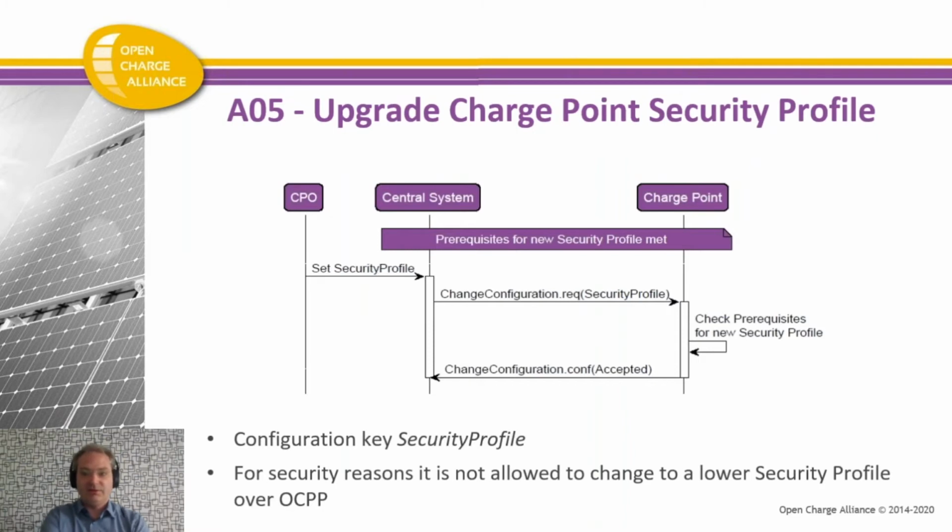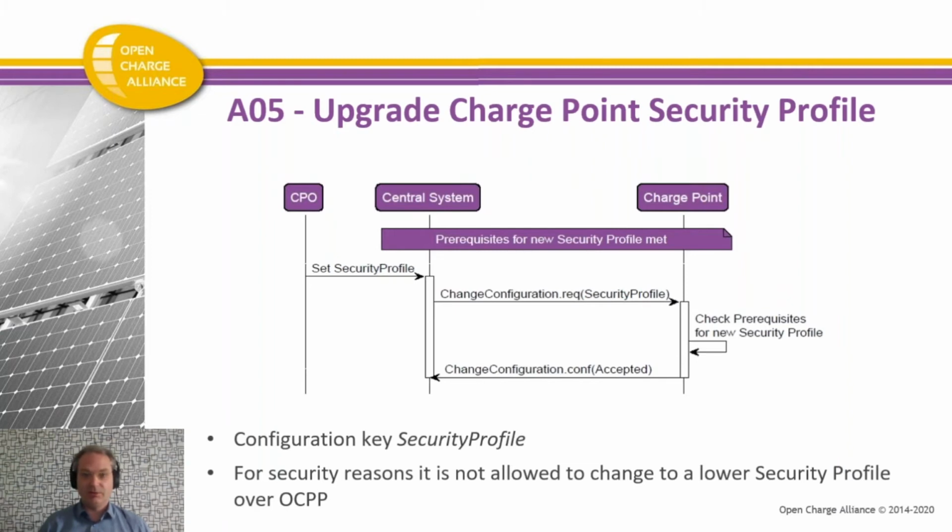So once we have all these certificates installed, the final thing we have to do is be able to switch between different security profiles. You can do this quite simply by having a configuration key which is called security profile. Same procedure as we usually do with OCPP 1.6. We have a change configuration request which you can use to set the security profile.